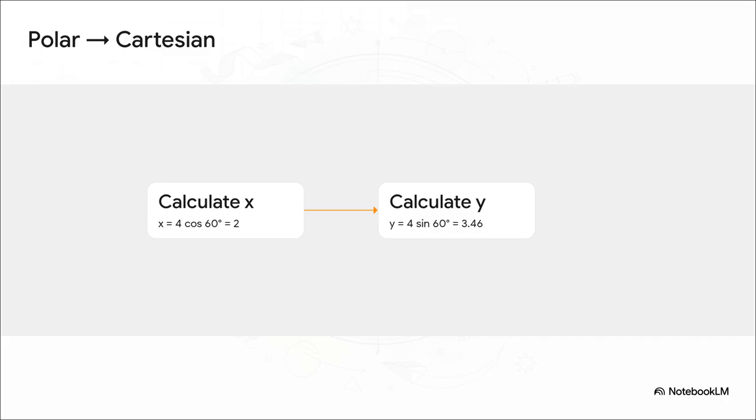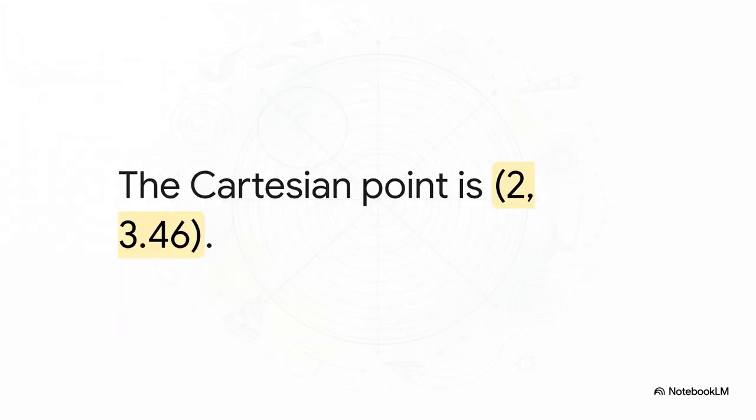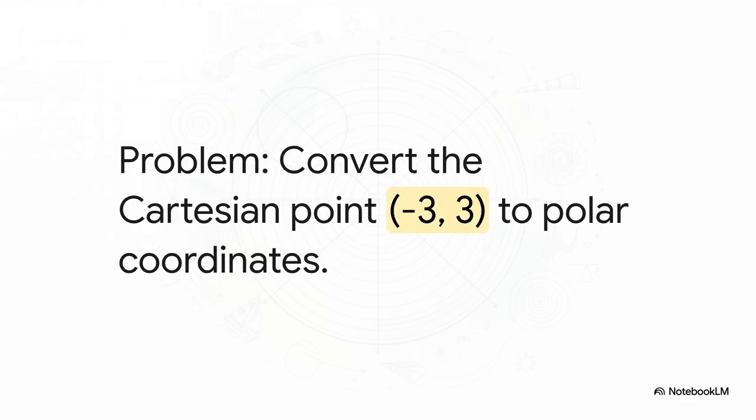So for the x-coordinate, we take r times cosine of theta. That's 4 times the cosine of 60 degrees, which gives us a nice clean 2. For the y-coordinate, it's 4 times the sine of 60 degrees, which works out to about 3.46. And there you have it. The polar point (4, 60 degrees) is the exact same location as the Cartesian point (2, 3.46). Easy as that.